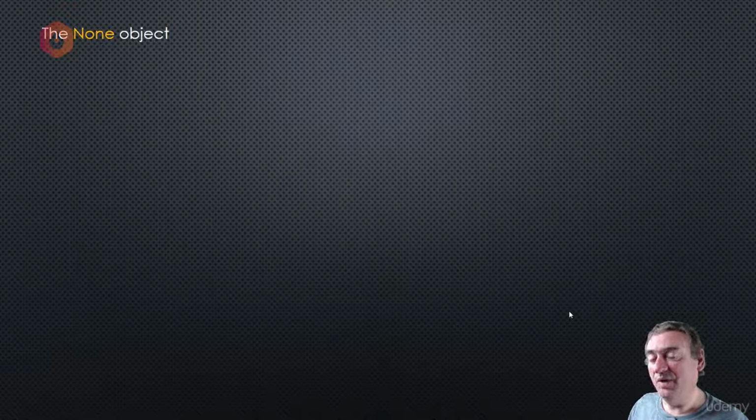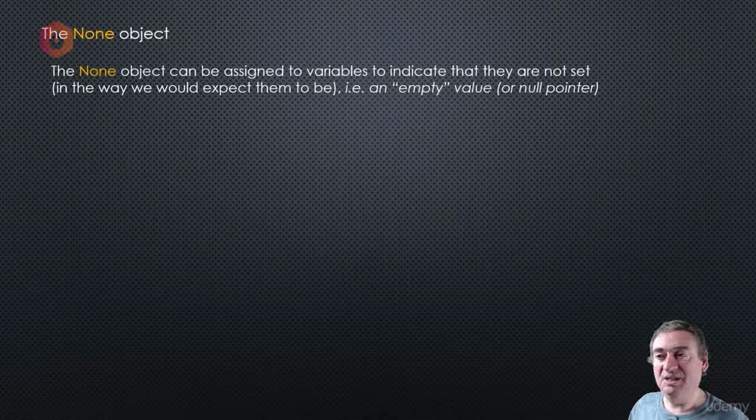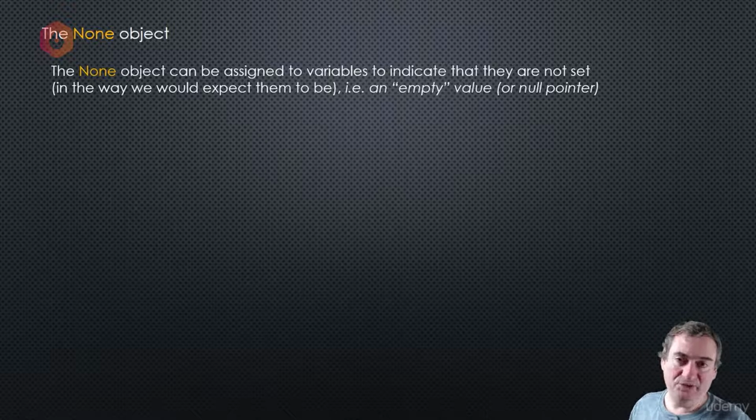Lastly, I want to talk very quickly about the None object. Now the None object can be assigned to variables to indicate that they are not set, right, in the way that we would expect them to be. So for example, let's say that we have a variable that's supposed to be a string, but we don't have a value for it yet. So we may set it equal to None, right? In other languages like C, you may think of that as a null pointer, right? You can think of it as an empty value.